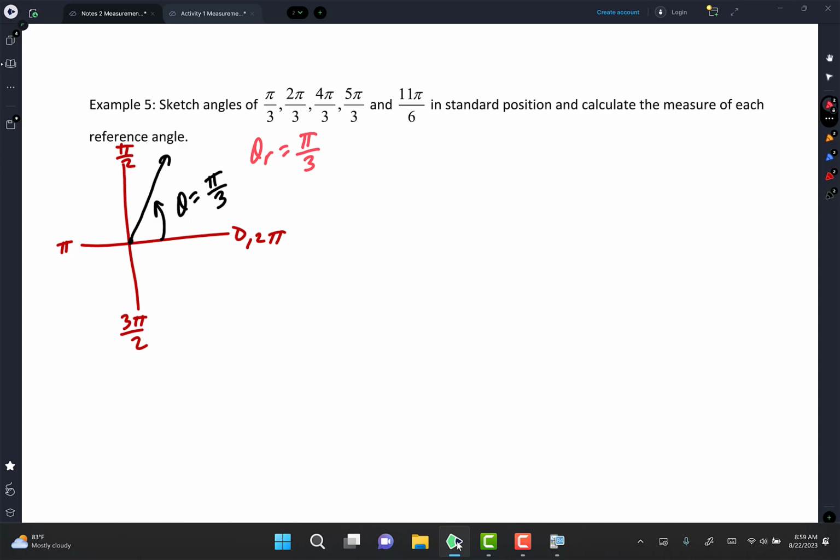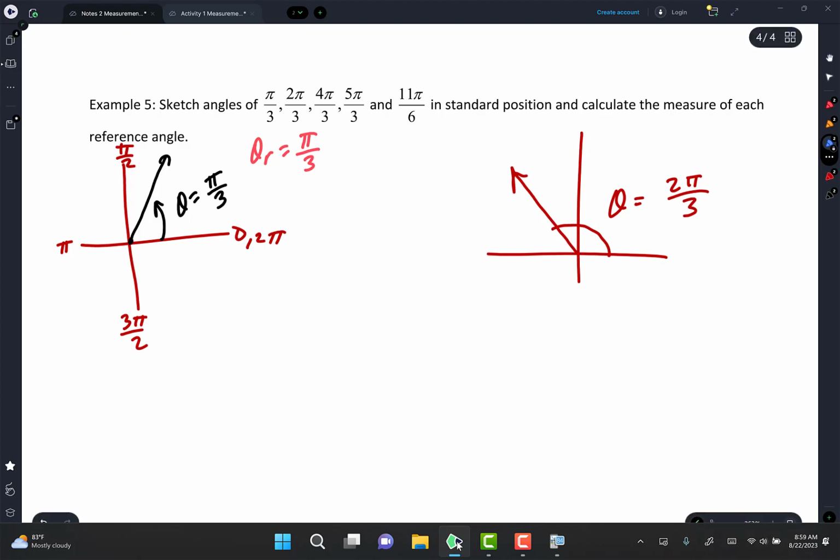All right. 2 pi over 3. Is 2/3 pi bigger than half a pi? Yes. Is it bigger than a whole pi? So what quadrant? The second. So I'm going to exaggerate quadrant 2. And I'm going to say 2 pi over 3 is like right there. So that is theta equals 2 pi over 3. Catch up to there, guys. Look how close you are. This is my reference angle right here, theta r.